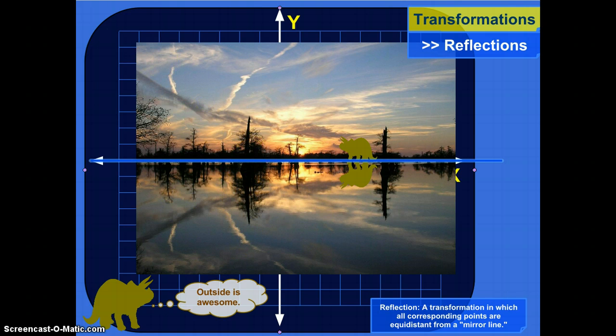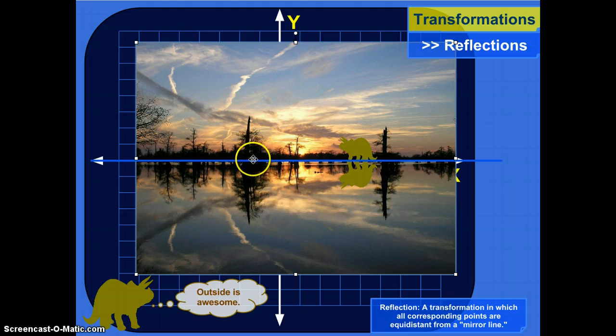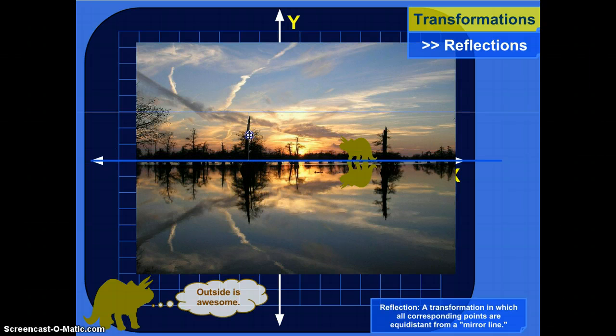So when you draw a line where the sky meets the water, if you look at corresponding points, the original image and the reflected image, like the top of that dead tree right there, it looks like it's about, on my screen, maybe 2 inches from here to this line. And the same thing in the reflected image. It's also about 2 inches. Like the distance from there to the line, that's about the same.